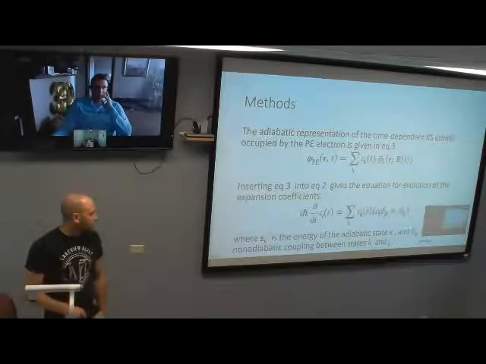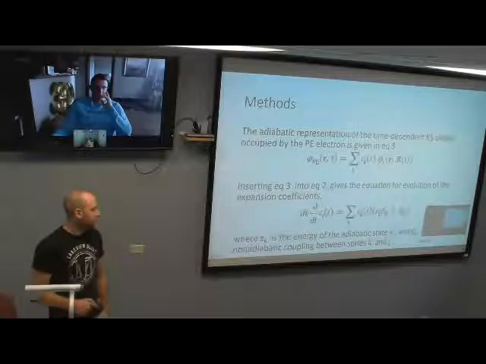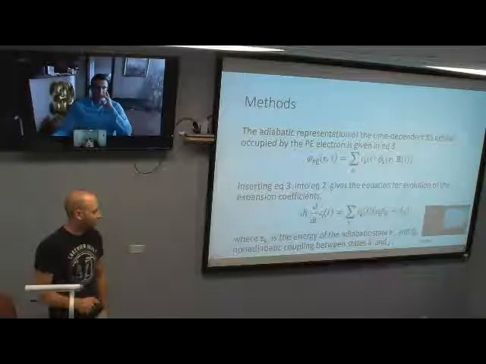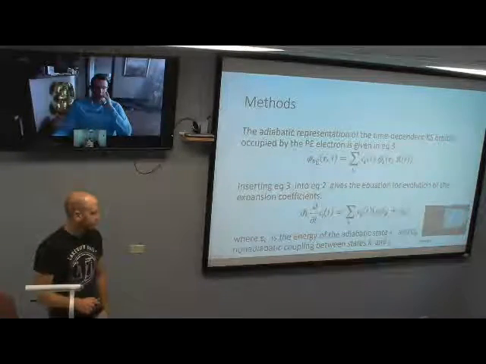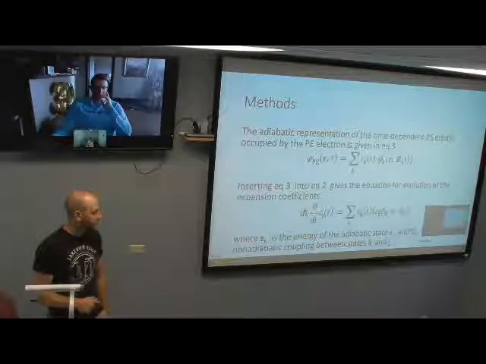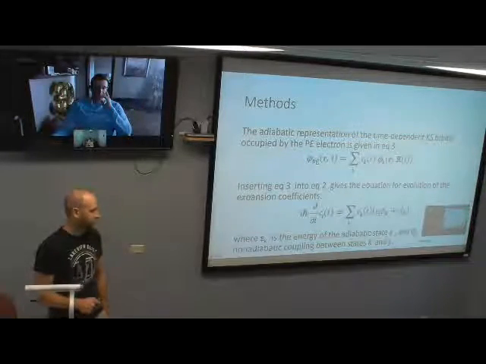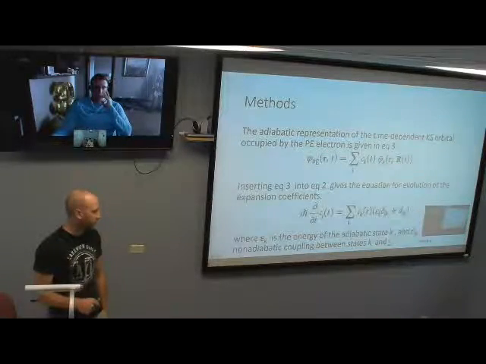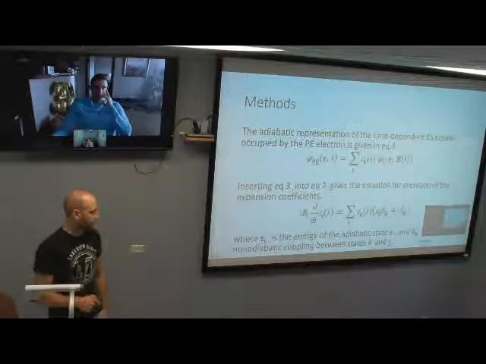So, I guess as time goes on, in quantum mechanics, you end up getting these time-dependent expansion coefficients that essentially act as weights for how likely you are to find the electron in whichever orbital you're looking at. So this kind of describes how that evolves in time.